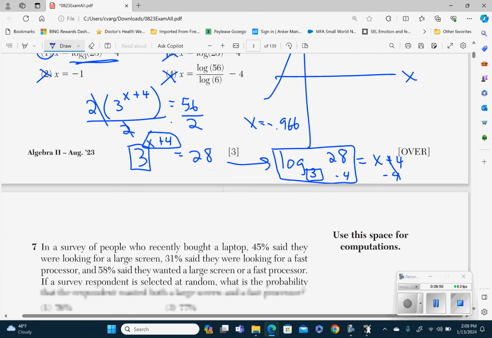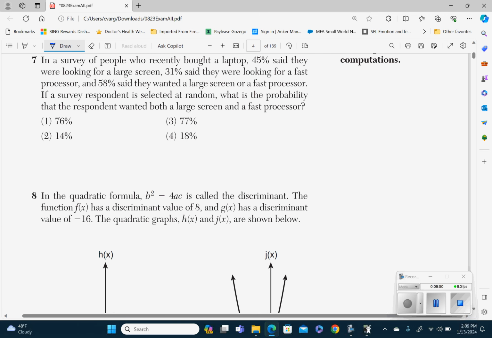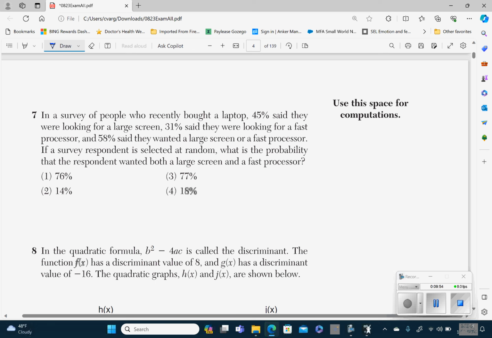Okay. All right. Number 7, this one is one that you can completely guess on. It's completely fine. For those of you that are wondering how do you do this, don't worry about it. But yeah, option number 4 is the correct answer for this.